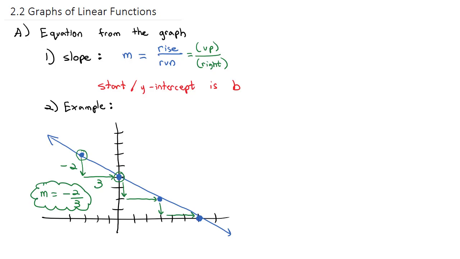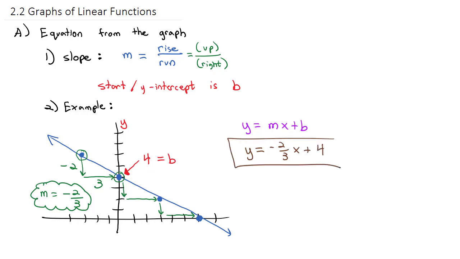The other piece of information I need is the starting point, or the y-intercept. Now, the y-axis is the vertical line, and when we say y-intercept, we're talking about where the graph touches that vertical line. It looks like it touches that vertical line at 4. So that tells me that 4 is my b. And so if the equation is y equals mx plus b, like we saw in our previous video, then the equation of our blue line here is a slope of -2/3 x plus a b of 4. And now this is the line, the equation of the line, that has the graph that we started with.